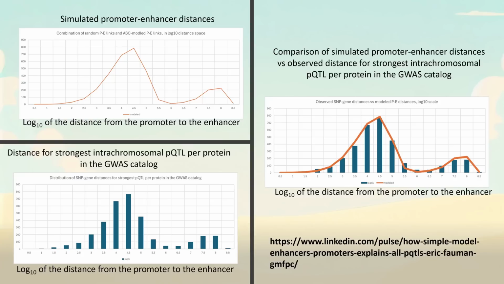You take every pQTL for each protein, you take the strongest pQTL for that protein that lives on the same chromosome as the gene for that protein. That's this down here. And if you put them together, you get this. So I thought that was pretty cool. Obviously, it doesn't mean that the ABC model and the rest is true in every detail, but I think it does help us.